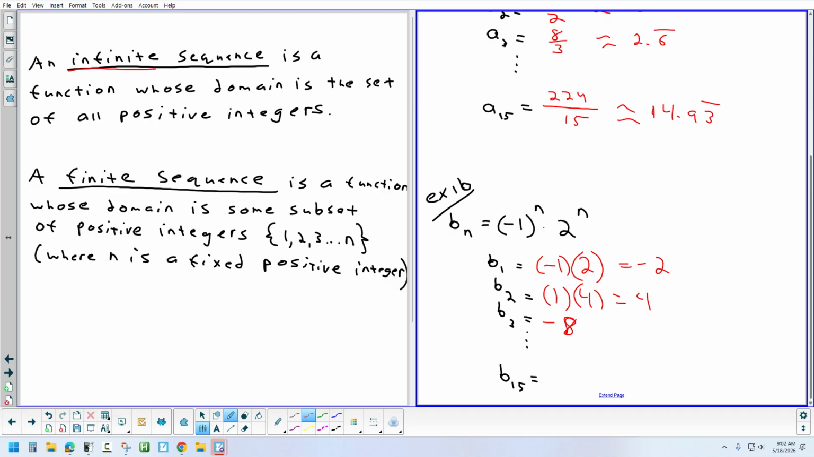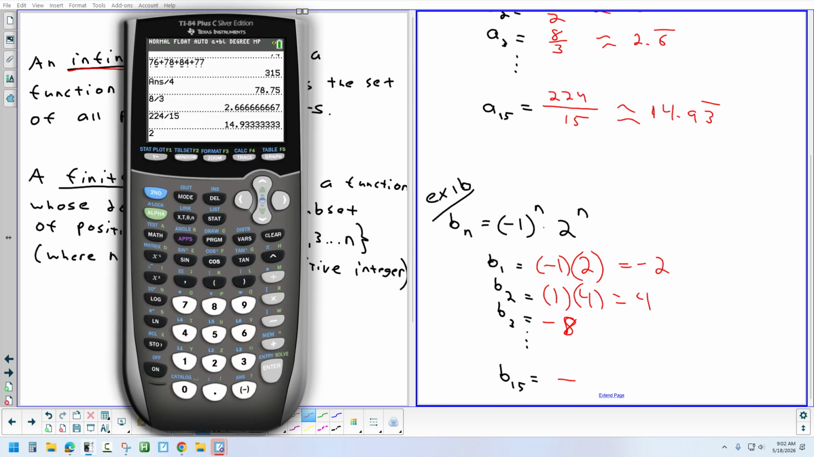Yep, it's going to be a negative because it's negative 1 to an odd power. And then we just have to figure out what's 2 to the 15th. Might seem like raising to the 15th power is going to be huge, but it's really not that big.